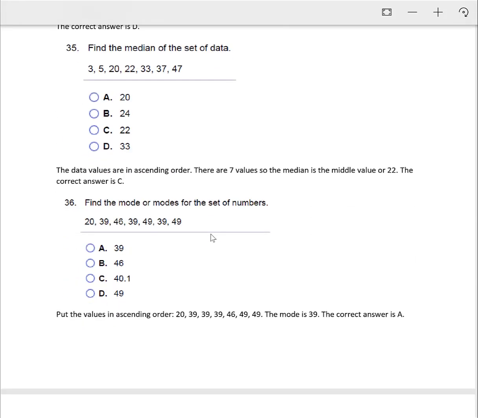And then number 36, find the mode or modes. I put them in ascending order so I could see a little bit more clearly if there are numbers that appear more than one time. And I see 39 appears 3 times, 49 appears 2 times, so the mode is going to be 39.